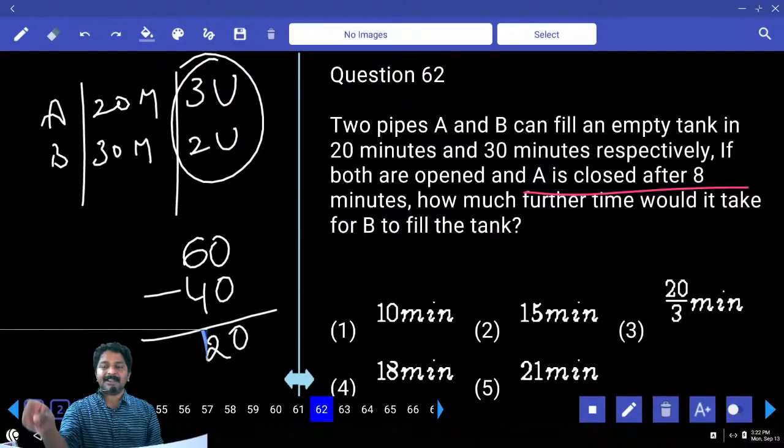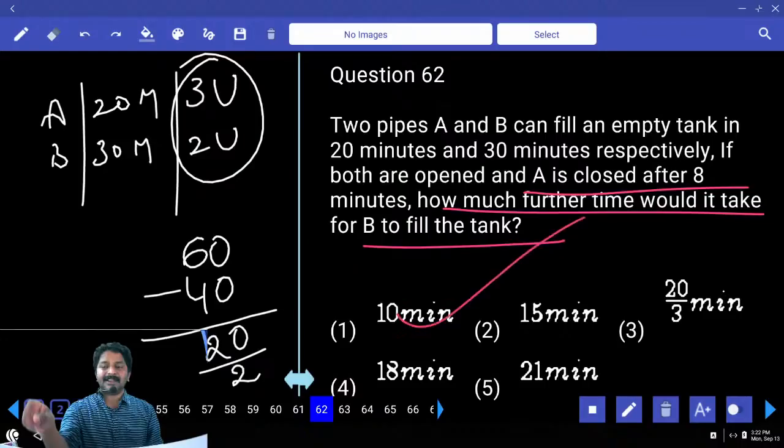Now, A is closed. Only B is open. How much further time? Further time in the sense to complete the remaining work. Would it take B to fill the remaining tank? 20 units is pending work and B should do it. 20 by 2, answer: 10 minutes.